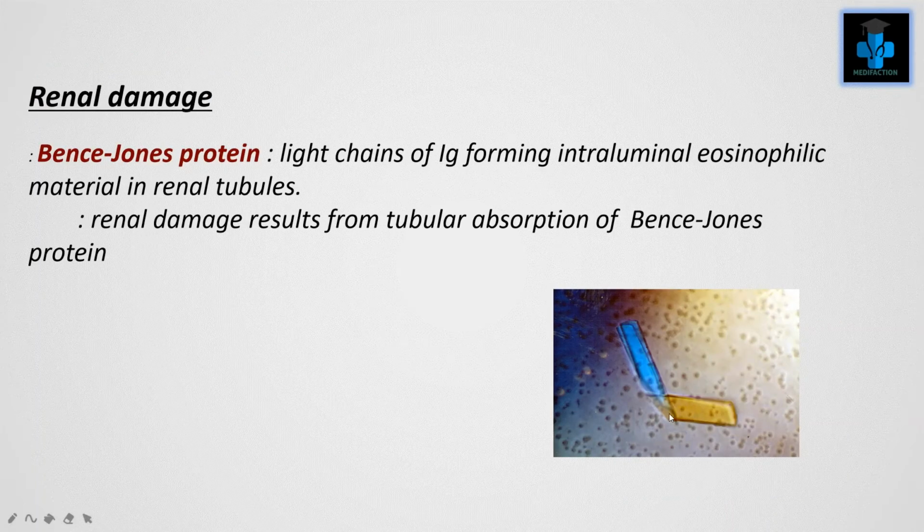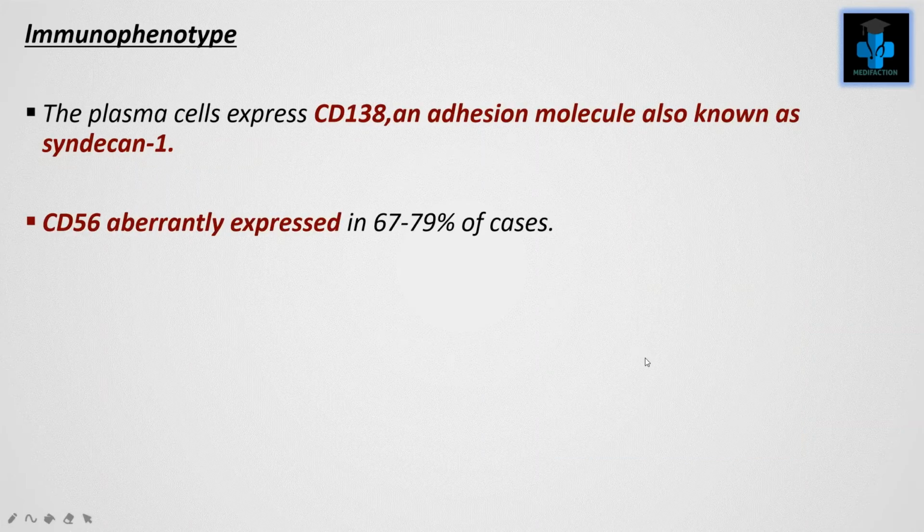Renal damage. Bence-Jones proteins are light chains of immunoglobulin forming intraluminal eosinophilic material in renal tubules. Renal damage results from tubular absorption of Bence-Jones protein. Immunophenotype. The plasma cells express CD138, which is an adhesion molecule also known as syndecan-1. CD56 is aberrantly or abnormally expressed in 67 to 79% of cases.